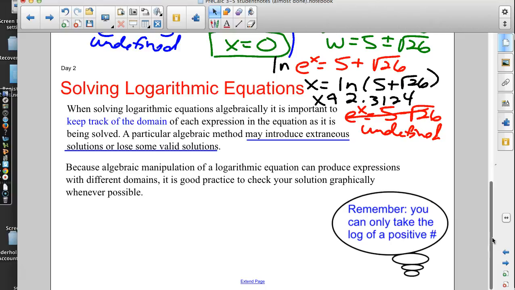So what we have to do is figure out, is the domain changing with any of the math that we're doing? Because if that happens, we're probably going to have extraneous solutions, and we don't want that. So keep track of the domain of each expression in the equation as it's being solved. A particular algebraic method may introduce extraneous solutions, or worse yet, lose some valid solutions.